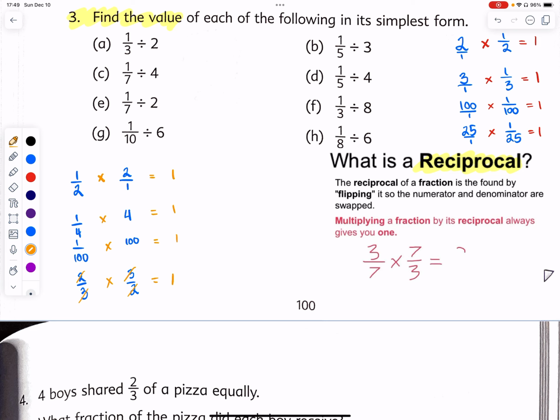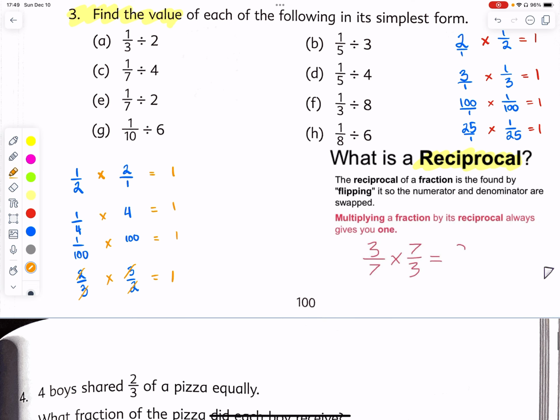My friends, let's practice. Now, in number 3, I would solve only A, C, E, and G, just for your practice. It's a fairly simple exercise, and I think you're going to get it very quickly. What I encourage you to do at first is let's rewrite these divisions as multiplication by reciprocal. So to divide by 2 means to multiply by 1/2. To divide by 4 means to multiply by 1/4.